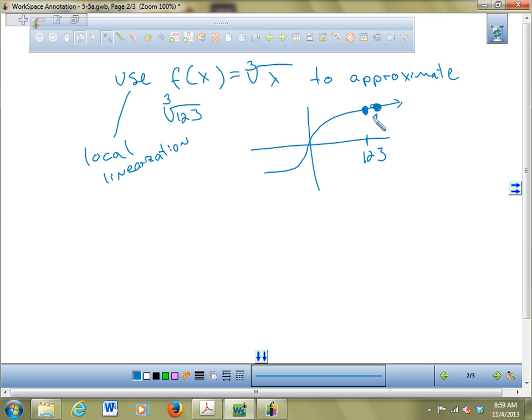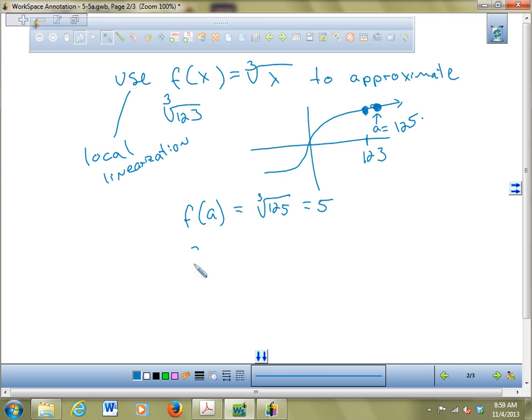And you call that a. A equals 125, and usually they'll tell you what number to use. Because I can take the cube root of 125, even though I can't take the cube root of 123 very easily. So what I do is, I know what f of x is. f of a is going to be the cube root of 125, which is 5, okay? And now I have to find f prime of a.